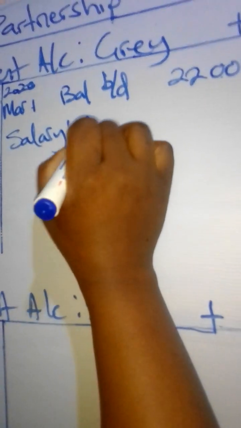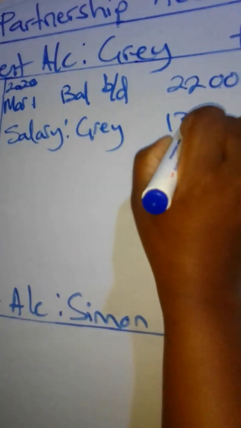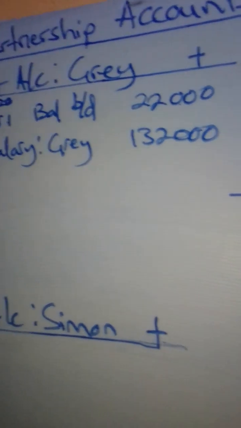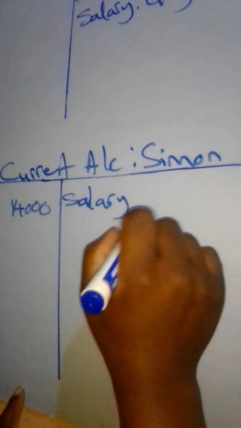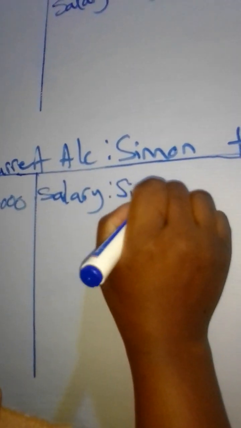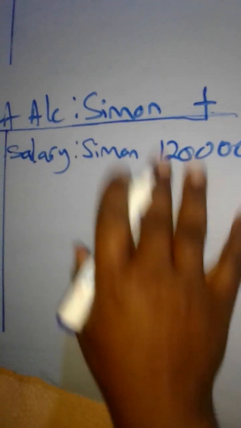So here I'm going to indicate salary, Gray, 132,000, and then I'm also going to come here and indicate salary. This one is for Simon, and it's 10,000 multiplied by 12. If there is no other adjustment, the amount is going to be 120,000. We have recorded the salaries.